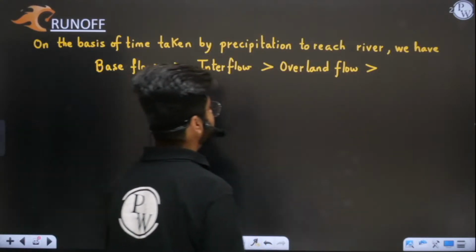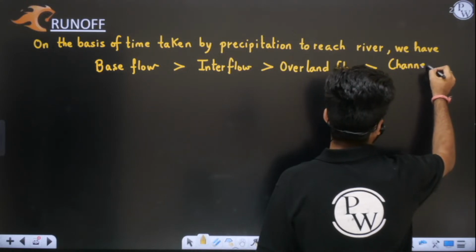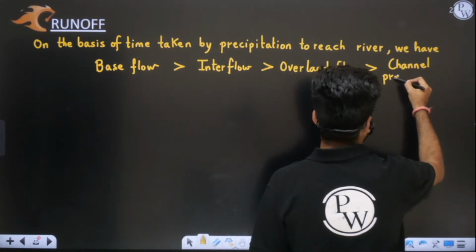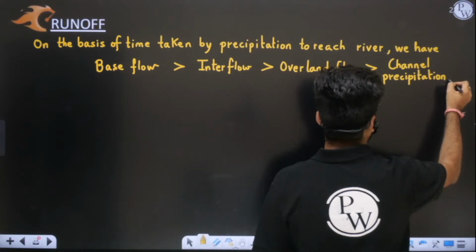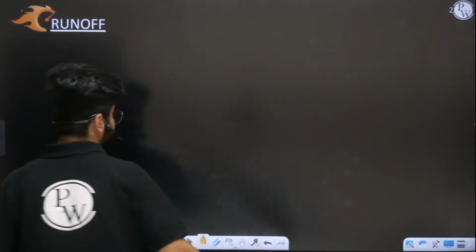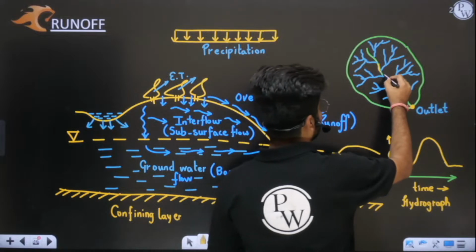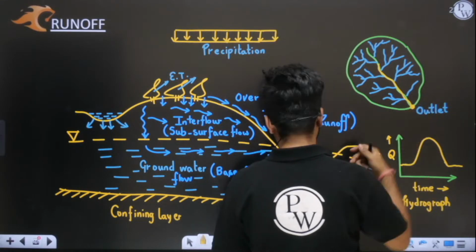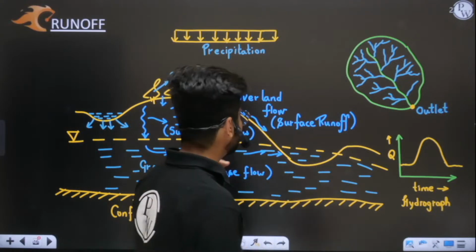So if I am talking of channel precipitation, obviously since it has fallen directly onto a river, it will take the least amount of time to reach the outlet. Whatever water has fallen on the river itself will take the least amount of time to reach your outlet. This is a general trend. Keeping all the other factors constant, I can ensure that this is a trend.